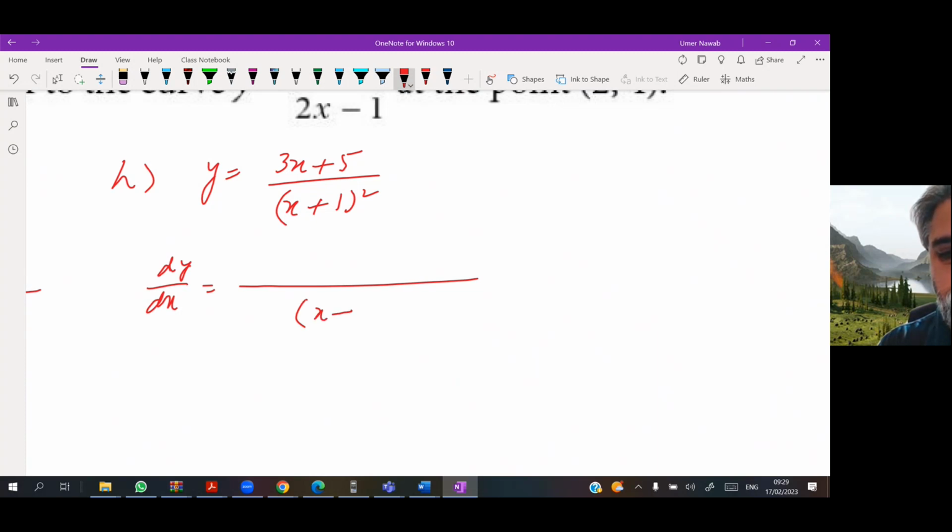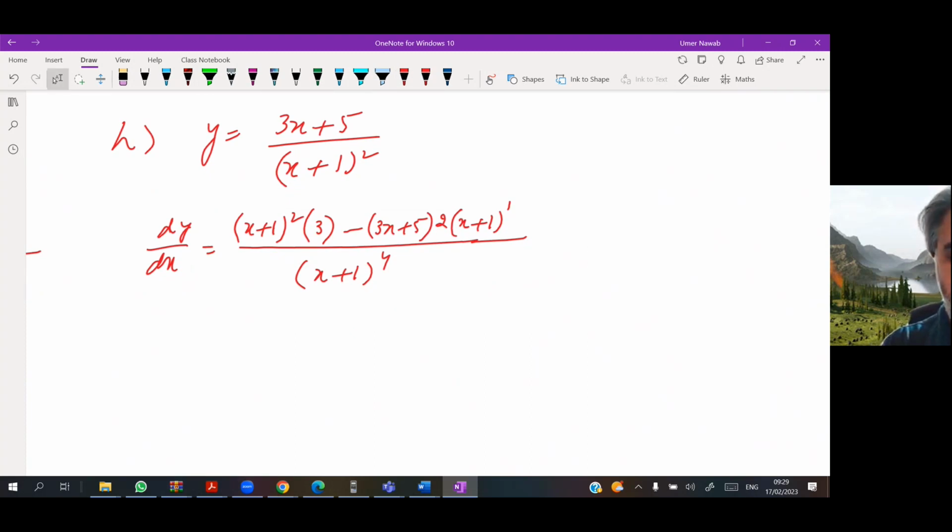Square of the square, any power 4. Derivative of 3x plus 5 is 3. Then 3x plus 5 as it is. By the chain rule, 2 goes back. x plus 1 raised to 1. The further derivative of x is 1, no need to write. Simplification. No need to open the square. Just keep 3 outside.